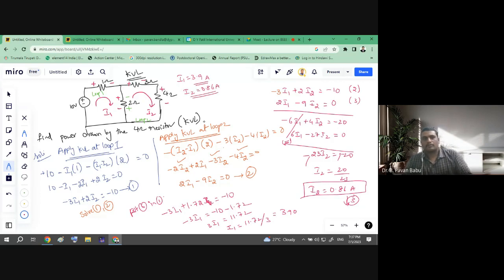Okay, so what they have asked is to find the power drawn by the 4 ohm resistor. We know that the power drawn by the resistor is I square R. This is the current flowing through the 4 ohm resistor, that is, only I2 is flowing through the 4 ohm resistor. Then we can substitute the value of I2 here: 0.86 whole square into the R value, 4. So let me check.